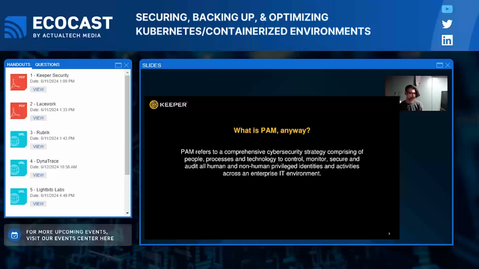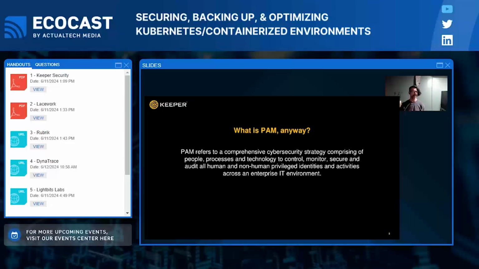But first, what about the modern IT department? How does it function? There's a terminology I hear that gets thrown around a lot, and it's called PAM. What is PAM anyway? And I do want to read this verbatim. This is highly important. So let's define PAM. PAM refers to a comprehensive cybersecurity strategy comprising people, processes, and technology. To do what, though? It's to control, monitor, secure, and audit all human and non-human actions and the privileged identities they're utilizing, and activities across the entire enterprise. That's what PAM is. PAM is defined as that.